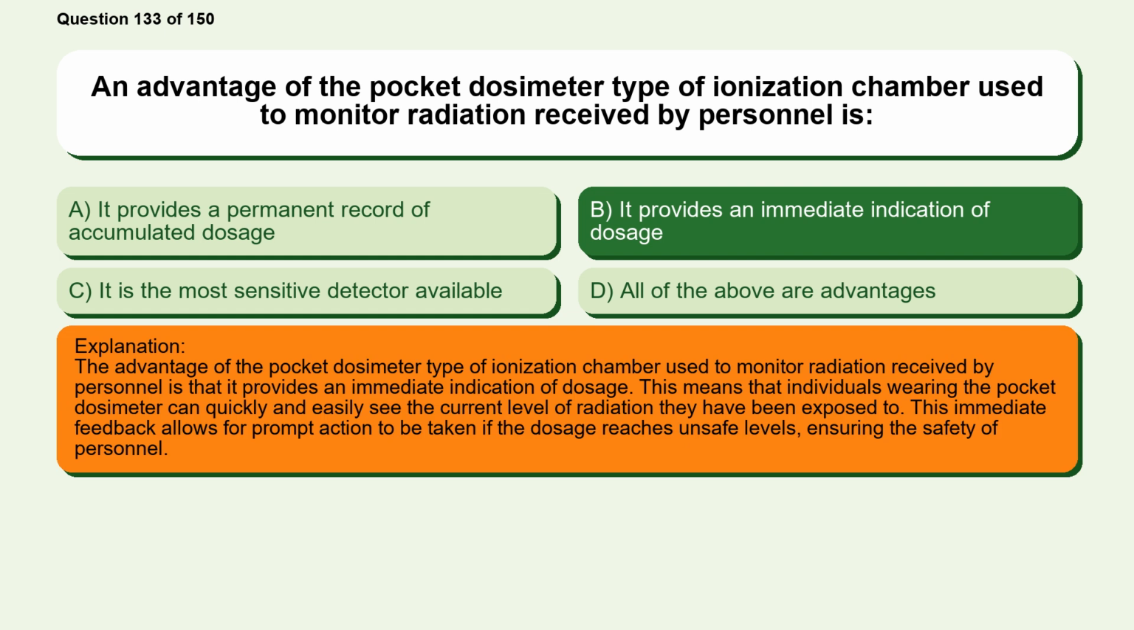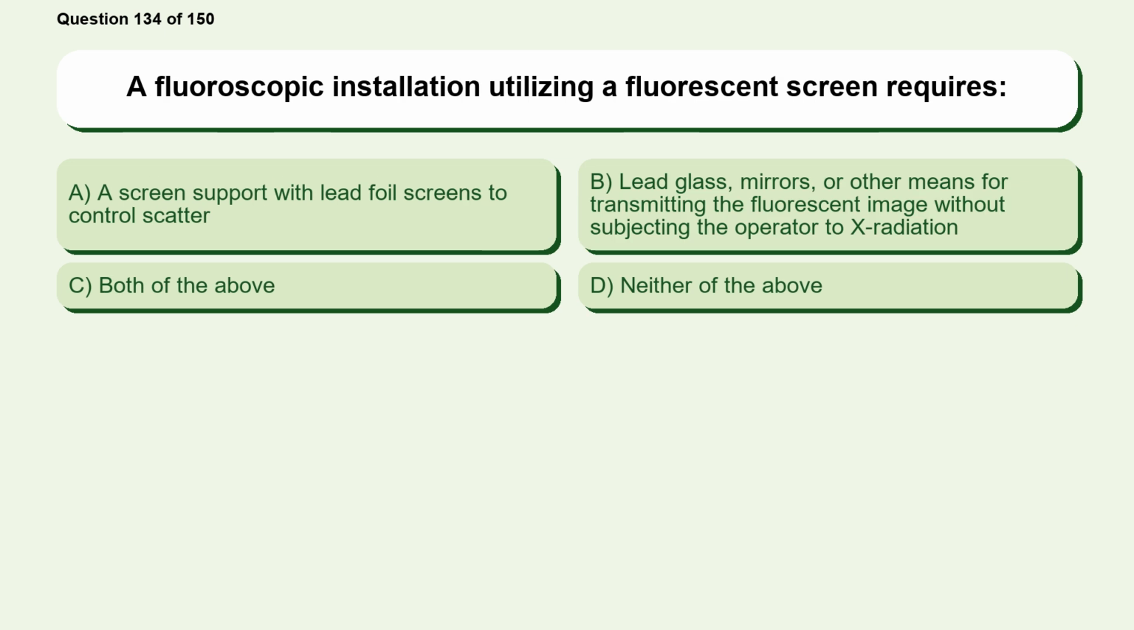The advantage of the pocket dosimeter type of ionization chamber used to monitor radiation received by personnel is that it provides an immediate indication of dosage. This means that individuals wearing the pocket dosimeter can quickly and easily see the current level of radiation they have been exposed to. This immediate feedback allows for prompt action to be taken if the dosage reaches unsafe levels, ensuring the safety of personnel.